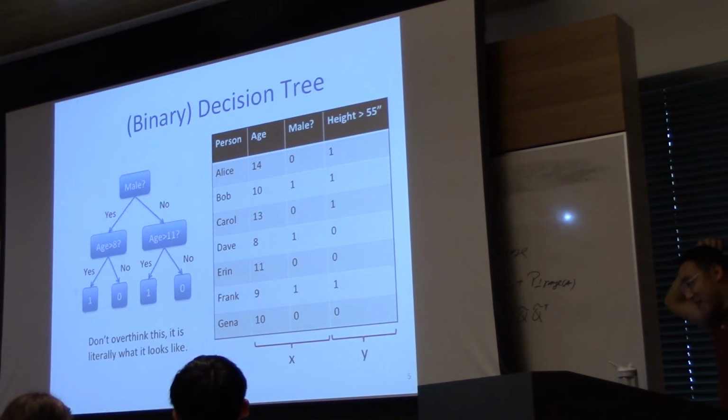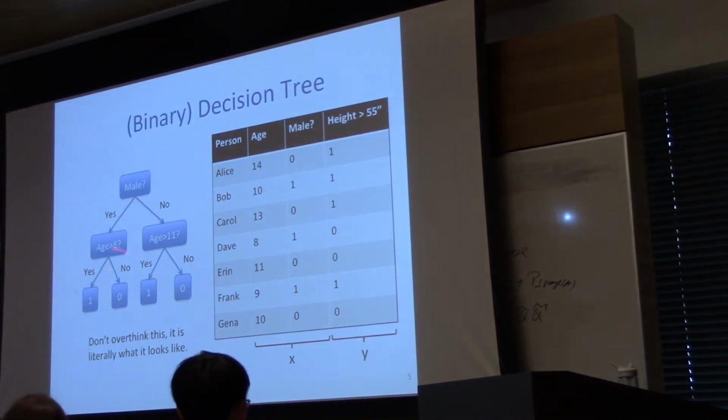So this is a binary decision tree. The basic idea is that you have a decision tree of queries. At the top you ask if the input instance is a male. If yes, go down the left branch. If no, go down the right branch. And then at each branch you ask a different query until you get to a leaf node, after which you make a prediction. In this case, the prediction is either 1 or 0. You could do 1 or -1. Doesn't really matter. So don't overthink this.